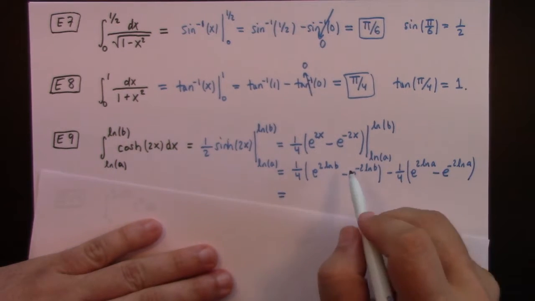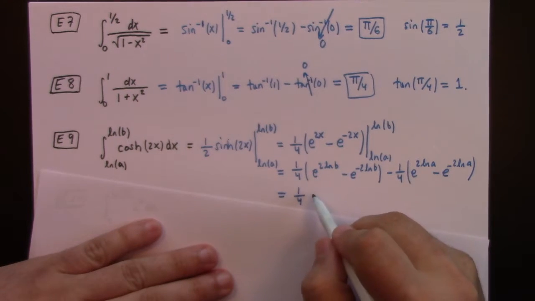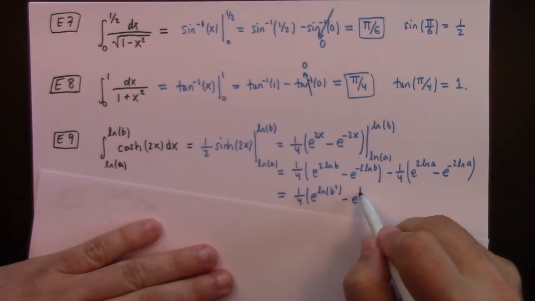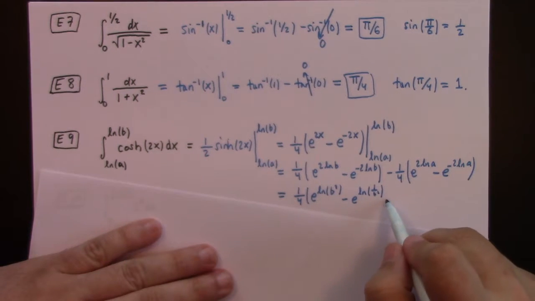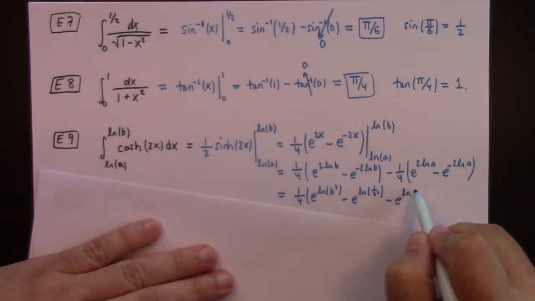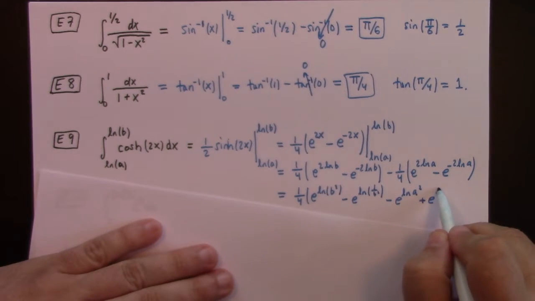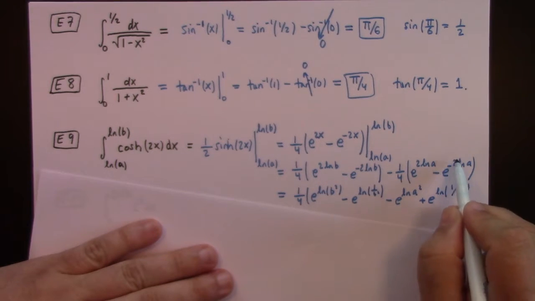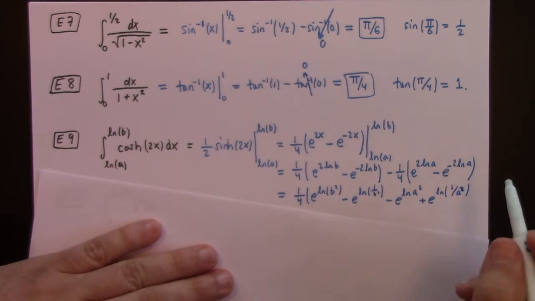Alright, so using properties of logs, this is 1/4 e to the log of b squared minus e to the log of 1 over b squared. And then minus e to the log a squared, minus gives me plus, e to the log of 1 over a squared. Because if I bring the minus 2 inside, it's a to the minus 2, which is 1 over a squared.